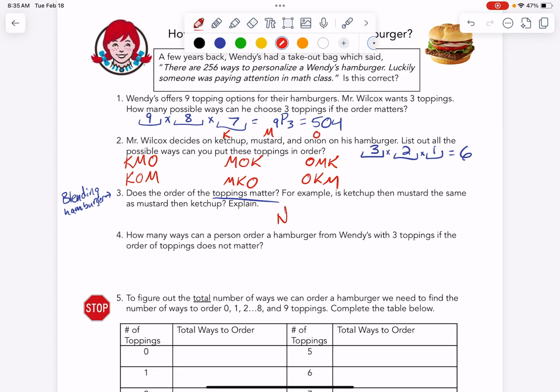So we're just going to say no. It's going to taste the same. The order here does not matter. So I'm going to write that order doesn't matter. And when the order does not matter, this is when we use a combination instead of a permutation. So use a combination instead.